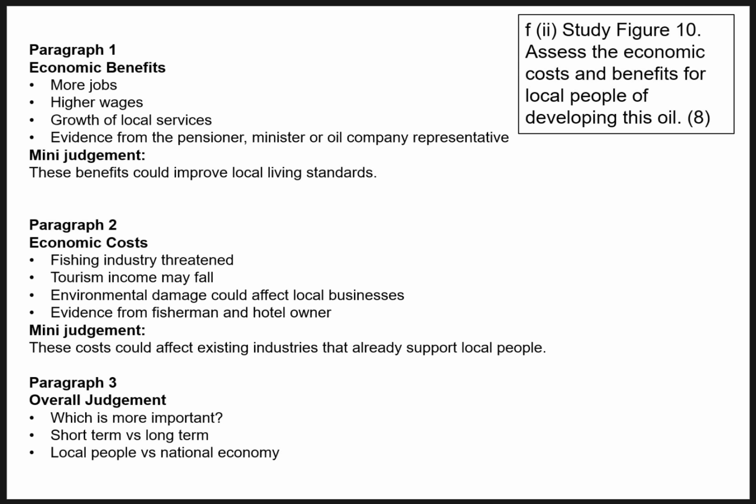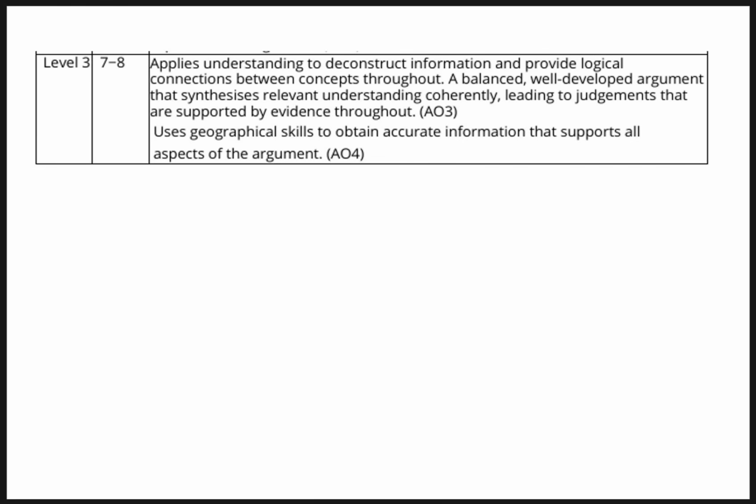reach a judgment. So this is often where the highest marks are won here. So you need to decide whether the economic benefits outweigh the economic costs, whether the long-term risks to fishing and tourism are more significant. And I'm going to show you the mark scheme now, identifying what the examiner needs. So we've got benefits paragraph, so the mini judgment there, cost paragraph, final paragraph, and you can see here a balanced, well-developed argument that synthesizes relevant understanding coherently, leading to judgments that are supported by evidence throughout. So that format will help you.